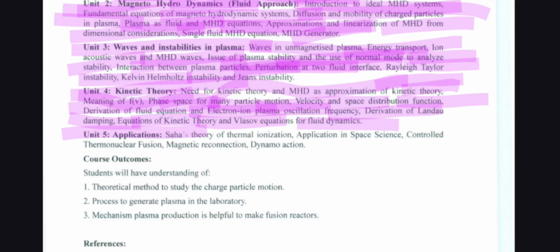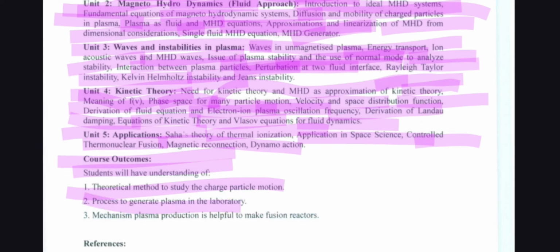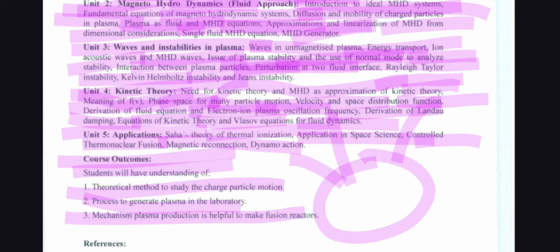Unit 5 is application, Saha theory of thermal ionization, application in space science, controlled thermonuclear fusion, magnetic resonance dynamics, action. So course outcome: a student will have understanding of theoretical methods to study charged particle motion, process of generating plasma in a laboratory, mechanism of plasma production, helpful to make a fusion reactor. So discovery of the sun, nuclear reaction and future, produce electricity from nuclear reactions, nuclear sun.